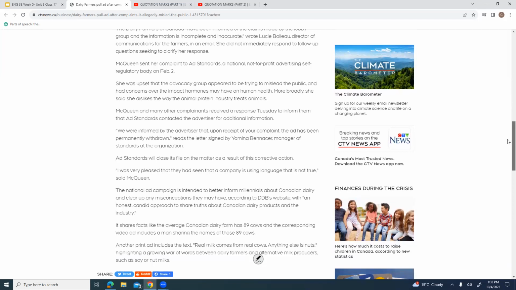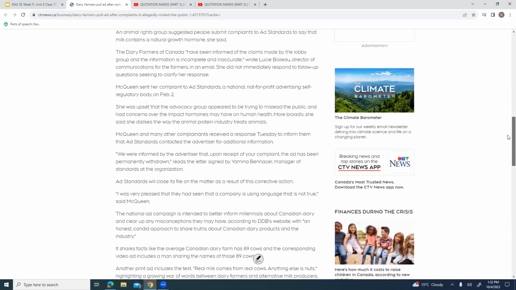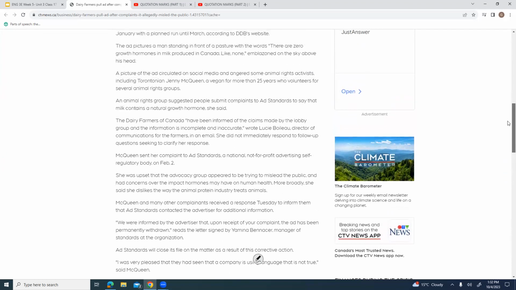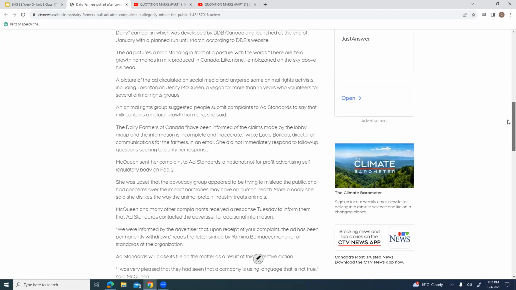Another print ad includes the text, "Real milk comes from real cows. Anything else is nuts," highlighting a growing war of words between dairy farmers and alternative milk producers such as soy or nut milks. Okay, so what is essentially the complaint? And is it truthful? Was that actually the issue?